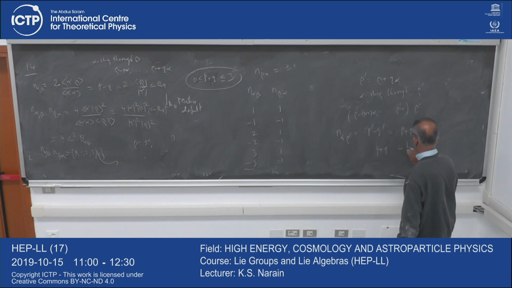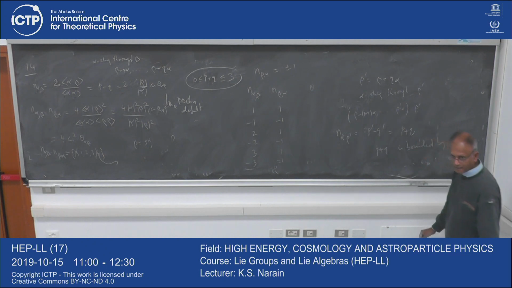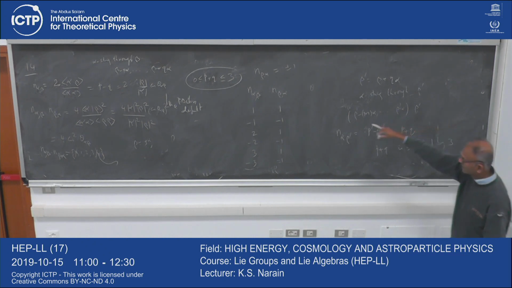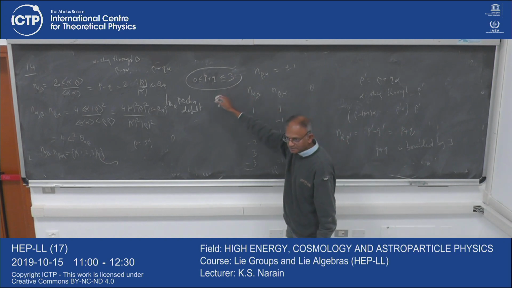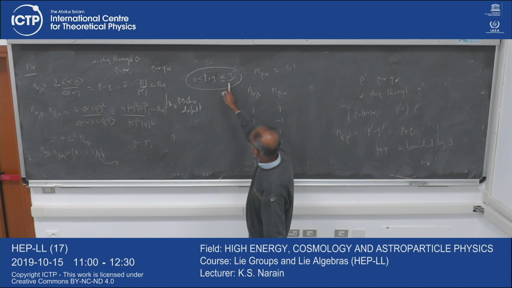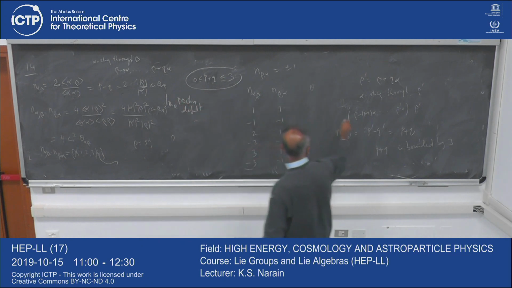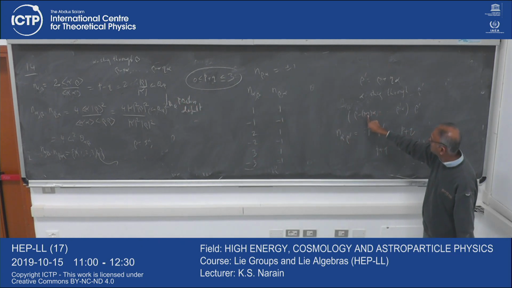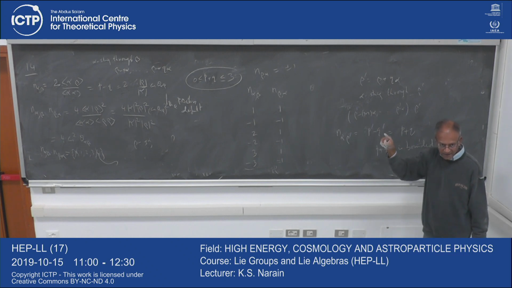So that was the claim that P plus Q is bounded by 3. So any chain, any string, can have a maximum of 4 elements, right? Because if P plus Q is maximum 3, then you have beta prime all the way down to beta prime minus 3 alpha. So only 4 points will be there at maximum.